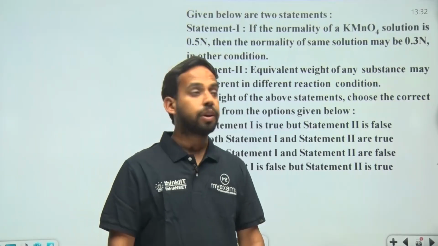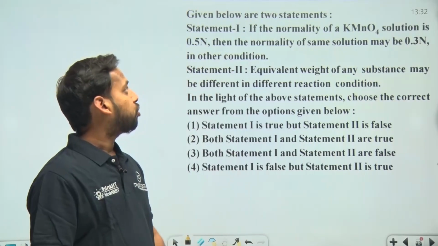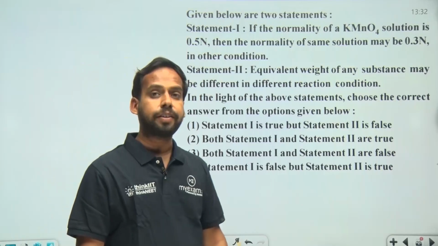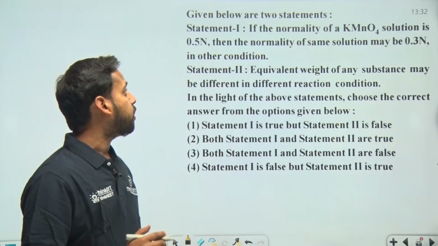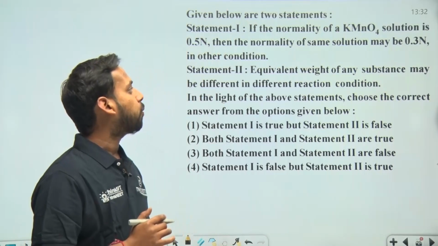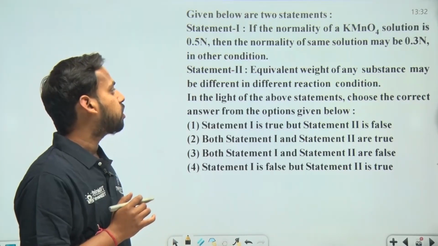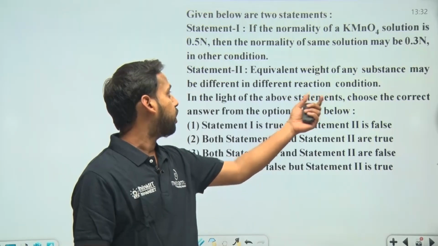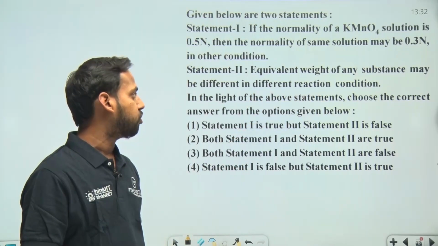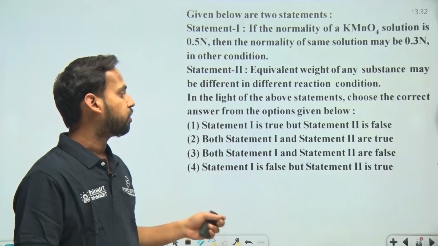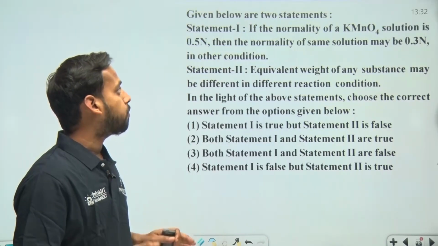Hello students, the question is: given below are two statements. Statement 1: if the normality of a KMnO4 solution is 0.5 normal, then the normality of the same solution may be 0.3 normal in another condition. Statement 2: the equivalent weight of any substance may be different in different reaction conditions. Based on this, we have to decide which statements are correct and which are incorrect.